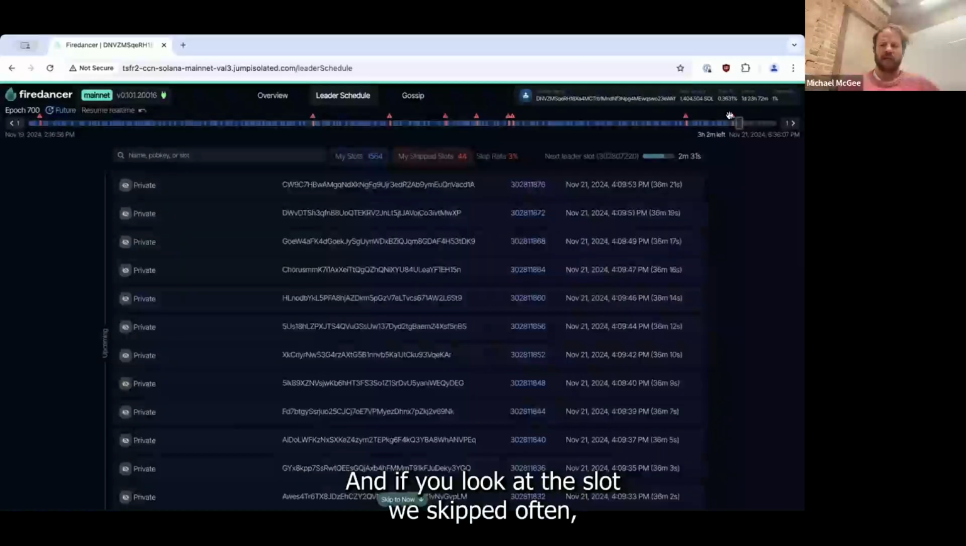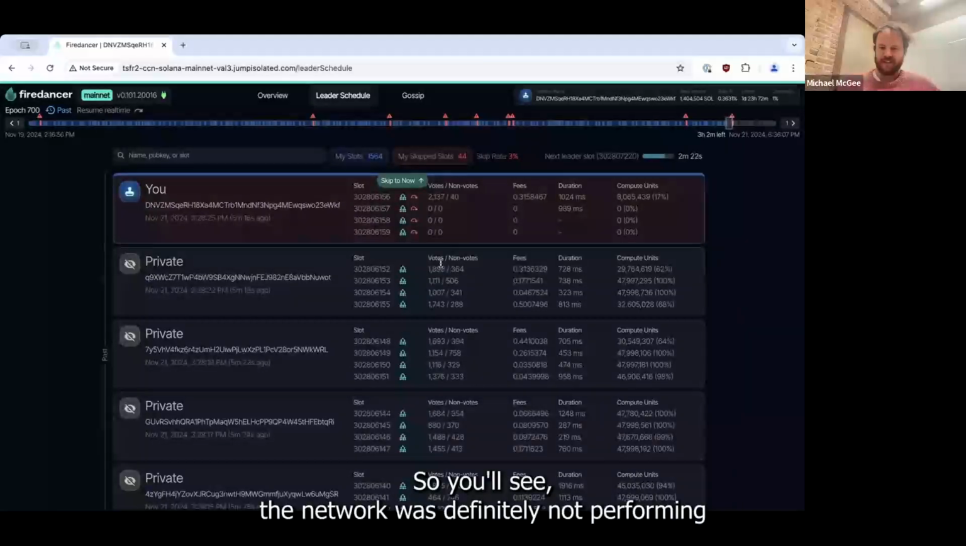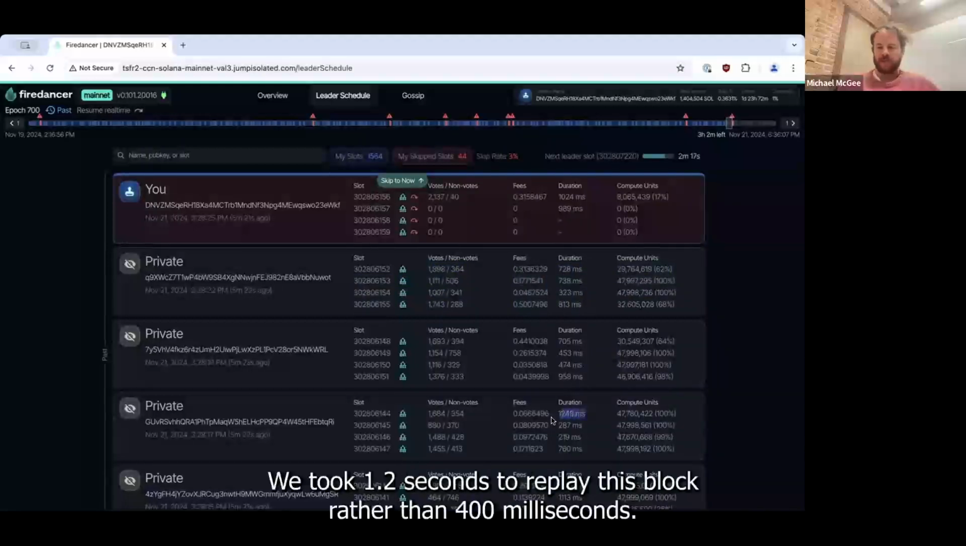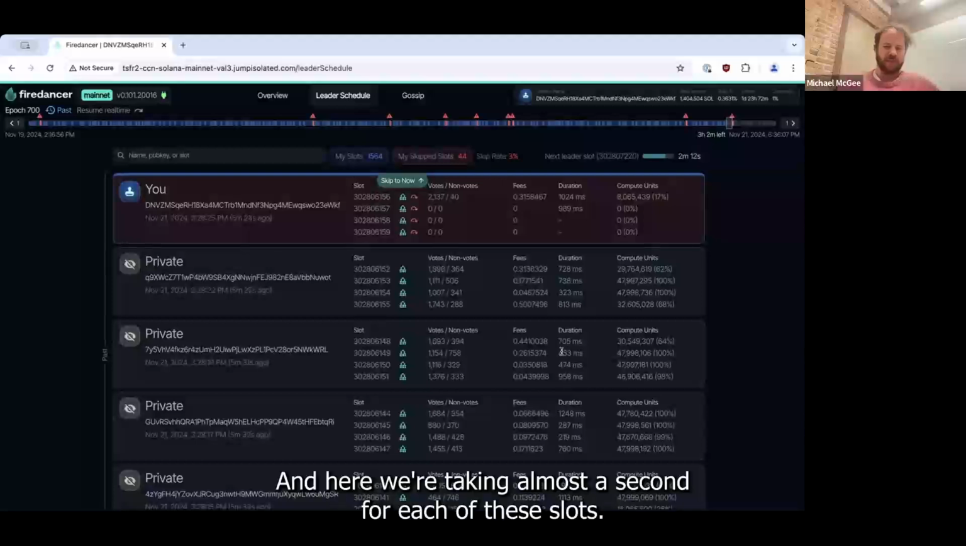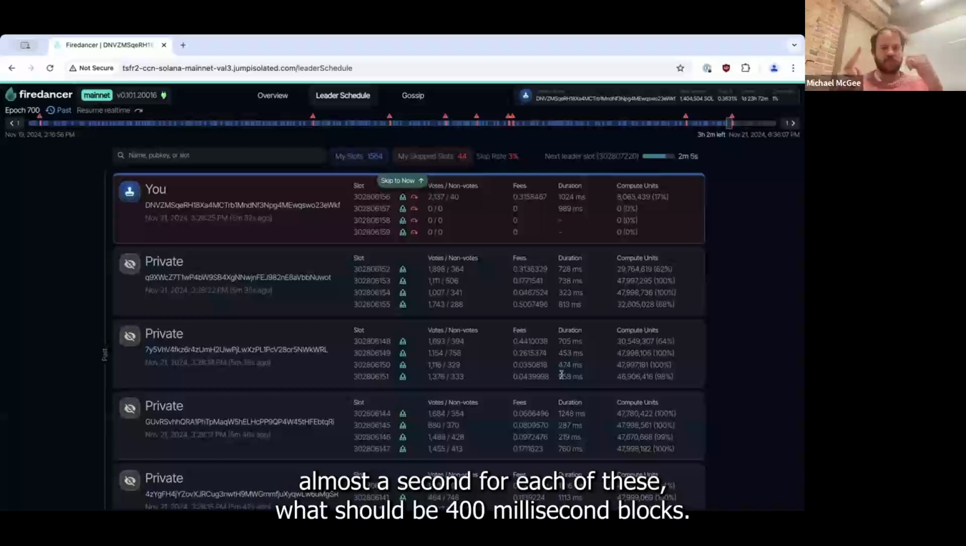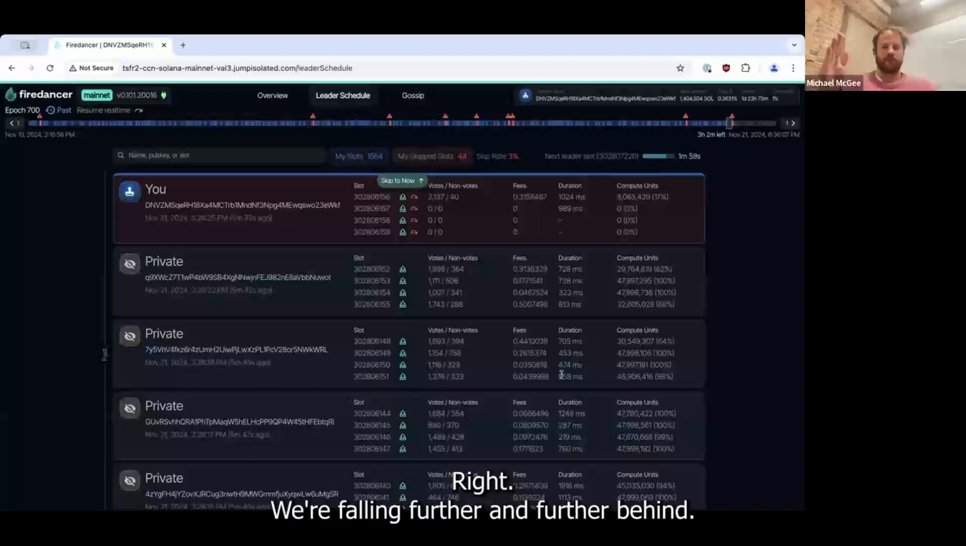And if you look at the slot we skipped, often we can try and understand if that is what happened here. So you'll see the network was definitely not performing well in the lead up to our slot, right? Here we took 1.2 seconds to replay this block rather than 400 milliseconds. And here we're taking almost a second for each of these slots. And you can imagine as our computer here is taking almost a second for each of these, what should be 400 millisecond blocks, we're falling behind the real head of the network, right? We're falling further and further behind.